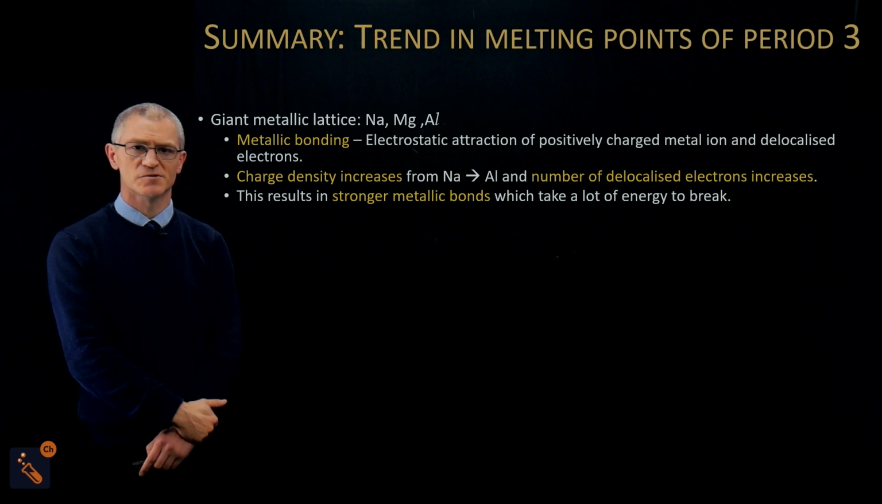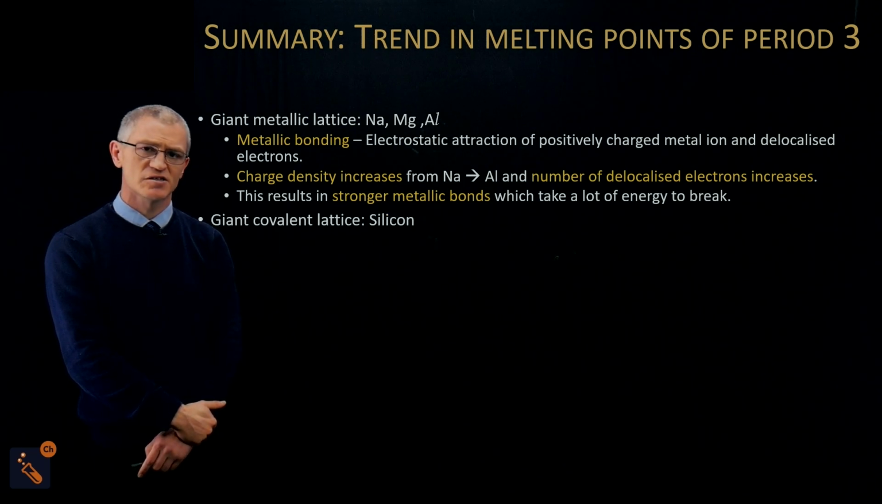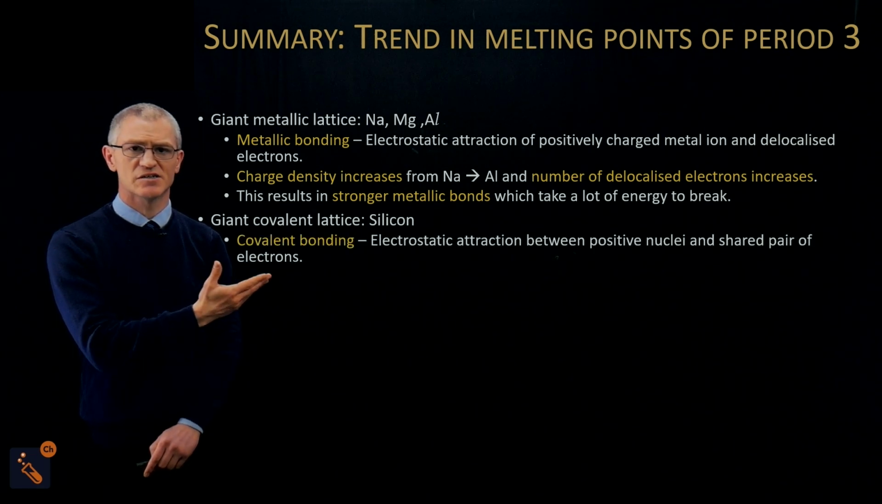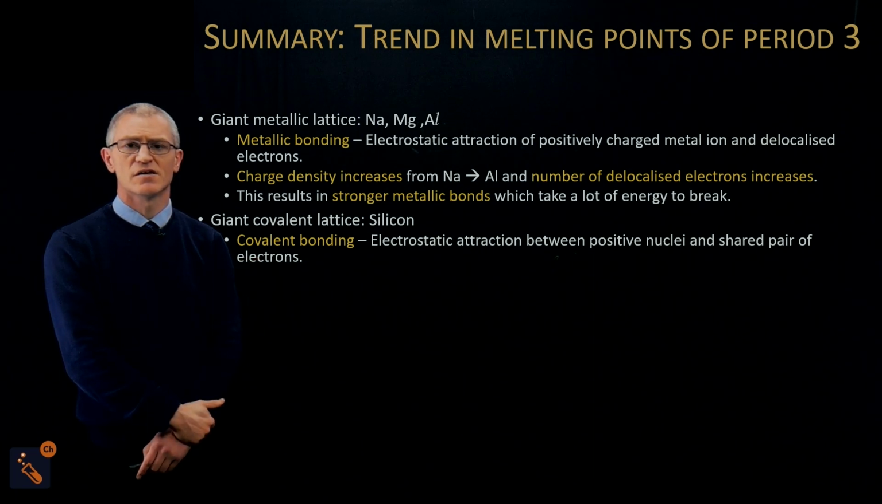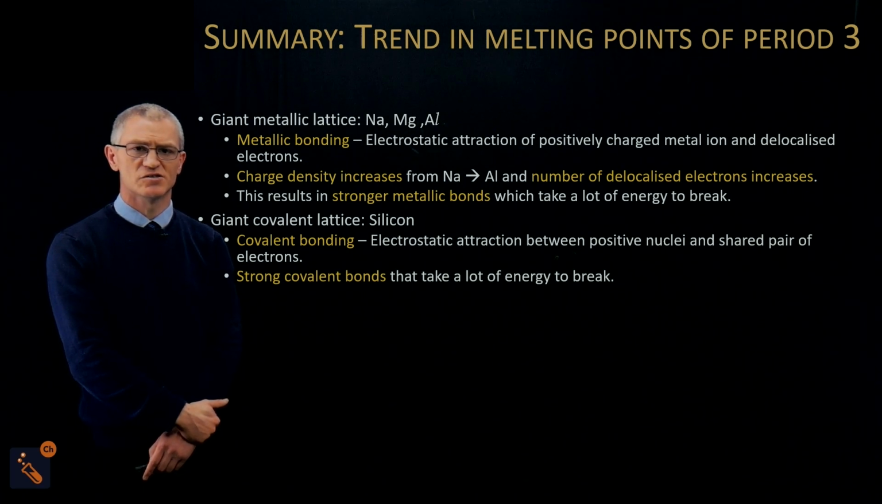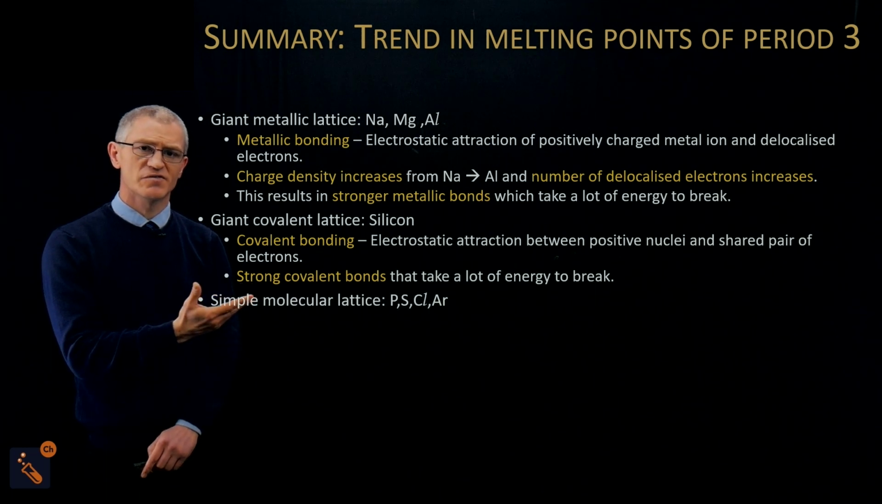Now, the giant covalent lattice in period 3 is silicon. Silicon has covalent bonding, so I've given my covalent bonding: electrostatic attraction between positive nuclei and shared pair of electrons. That's because of strong covalent bonds that take a lot of energy to break. Now, that's all I really need for that.